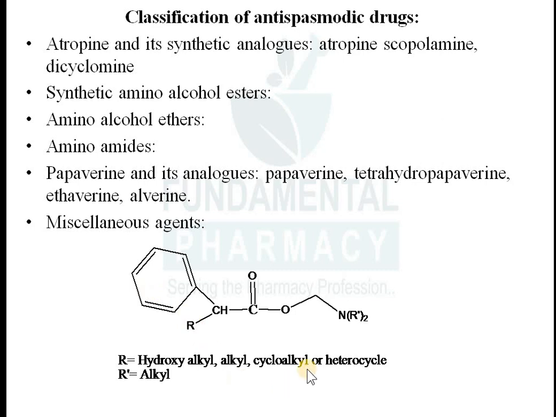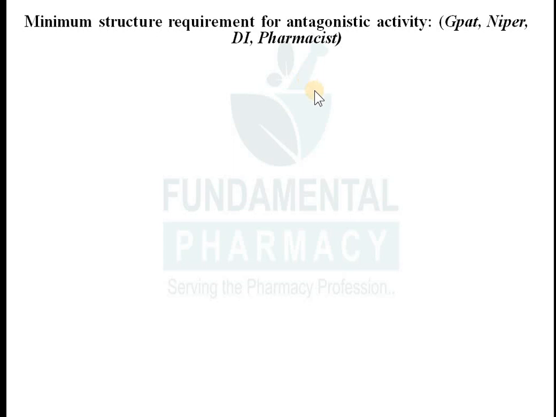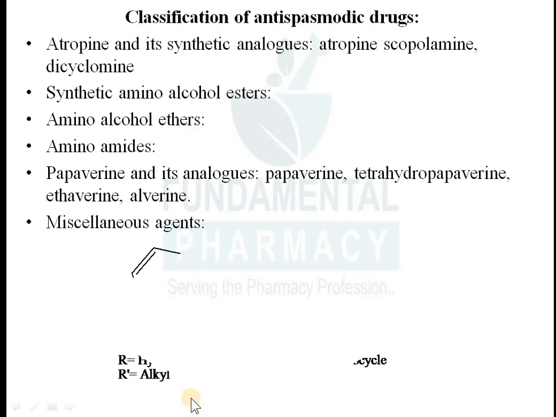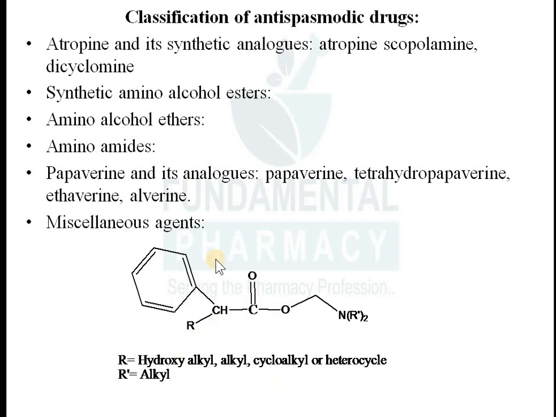It is a structural feature for anti-muscarinic activity. If any compound wants to be anti-muscarinic, it must have at least this structure. So here there should be a bulky substitution on the terminal carbon group. Okay, what I said earlier about anti-muscarinics, we saw in the previous chapter, the rest is all the same. Nitrogen, or a tertiary nitrogen, at least this much structure is needed. Or the methylene bridge is not there. So what is the minimum structure requirement for antagonistic activity? That is the minimum structure requirement for a muscarinic antagonist.